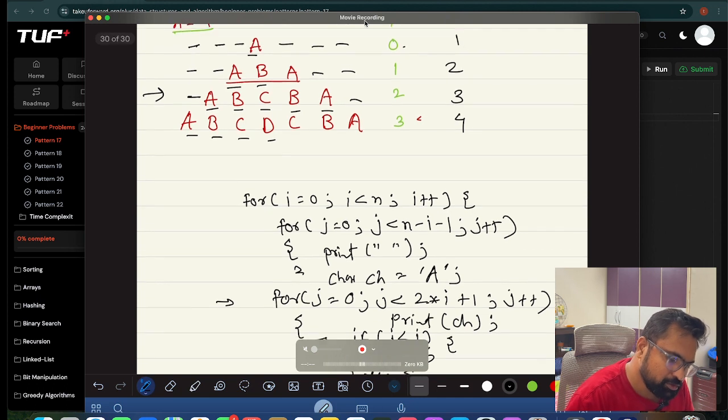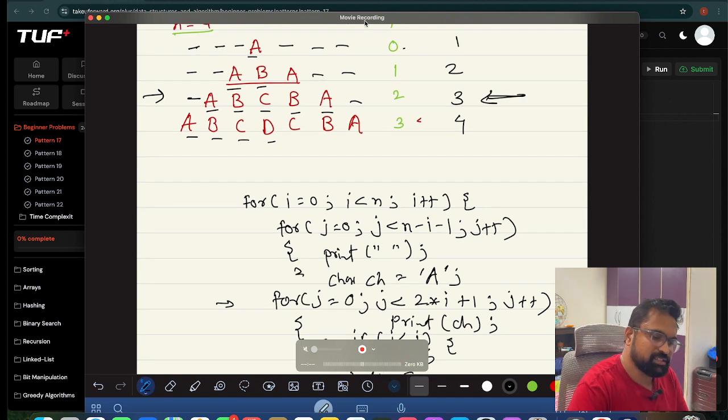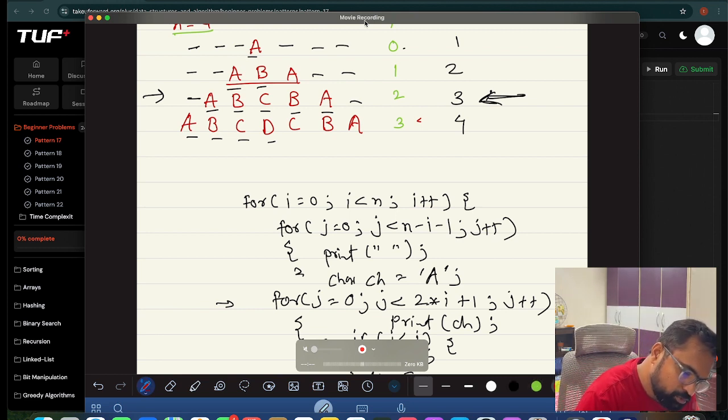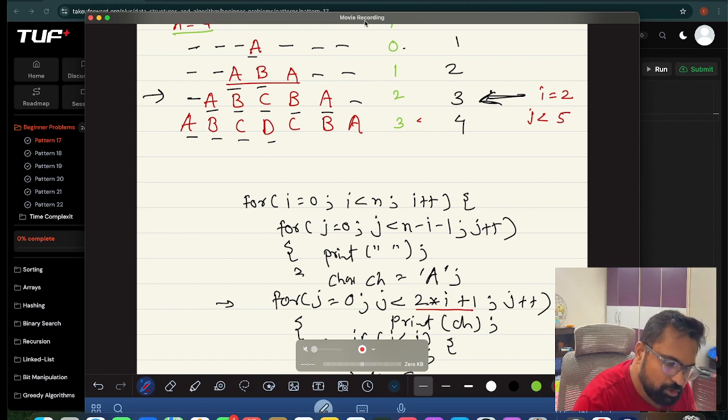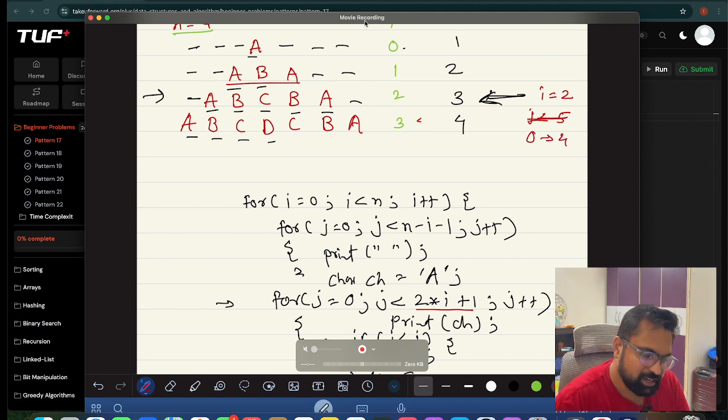So how many times? Let's consider this line as the example. In this case i will be 2. In case of j equal to 0, what is j less than? 2 into i, 2 into 2, 4 plus 1, 5. So j is less than 5. Till that time this loop will execute, from 0 to 4 basically.